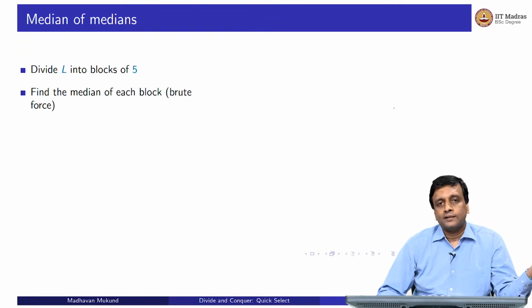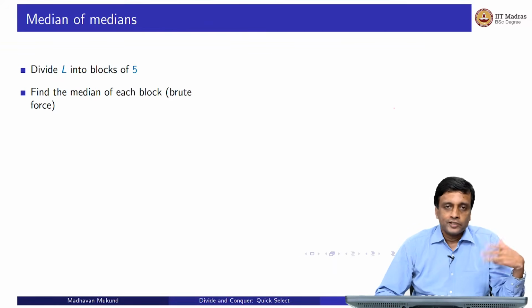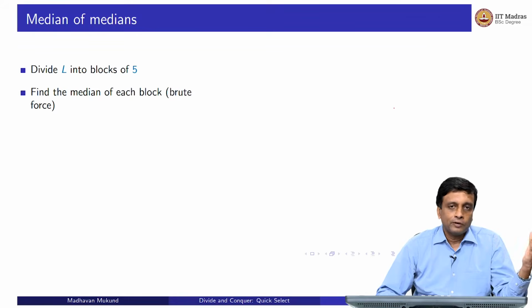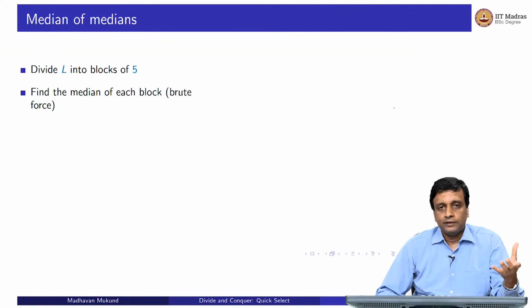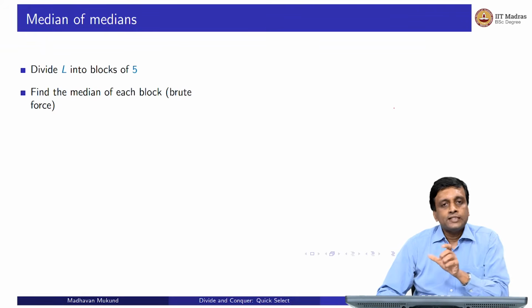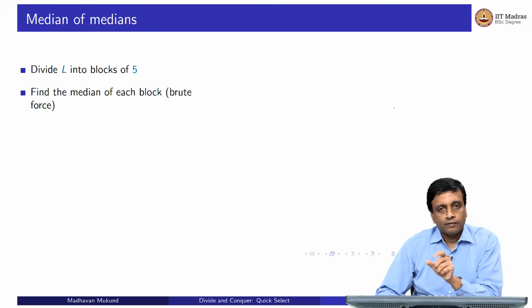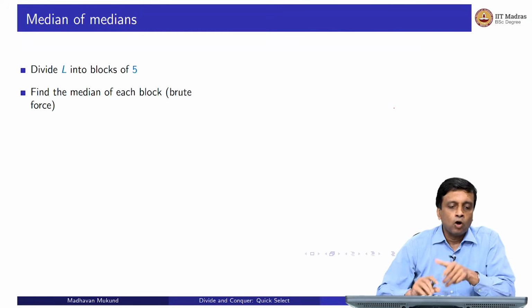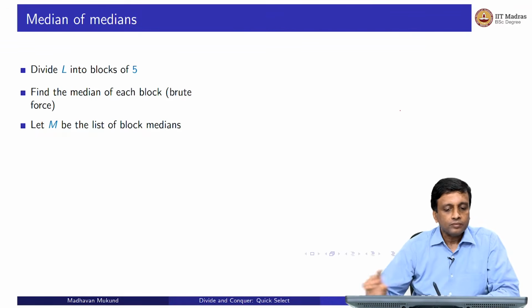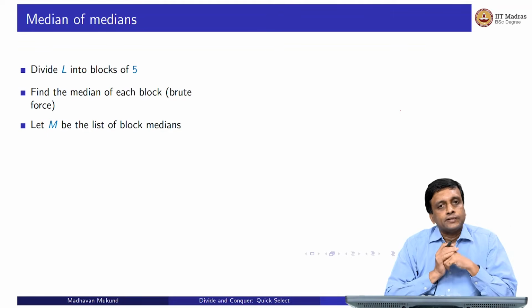Now of course it could be that the final block has not got 5 if it's not a multiple of 5, but as usual we will assume that it's always going to be some kind of power of 5 for the analysis to be simple. So in this way we have picked out one element from the first 5, the median, one element from the second 5. So each block we have got the median. Now we collect these medians.